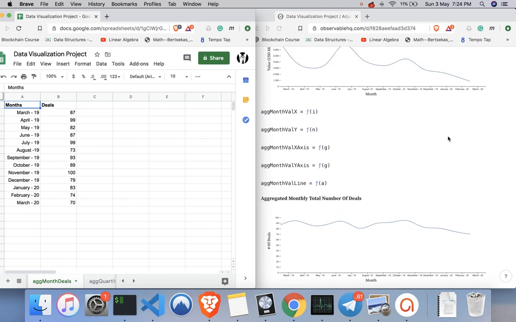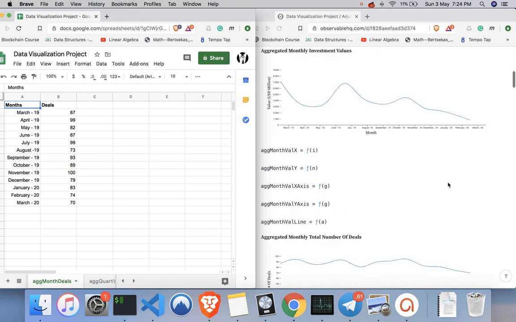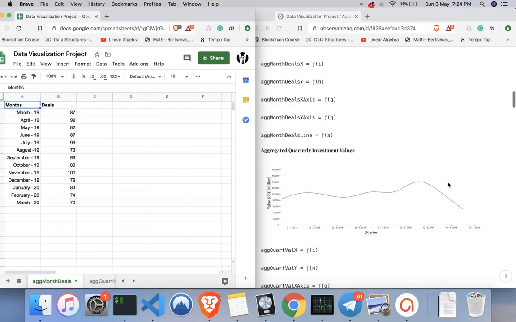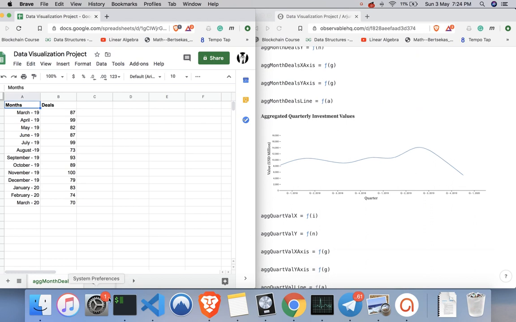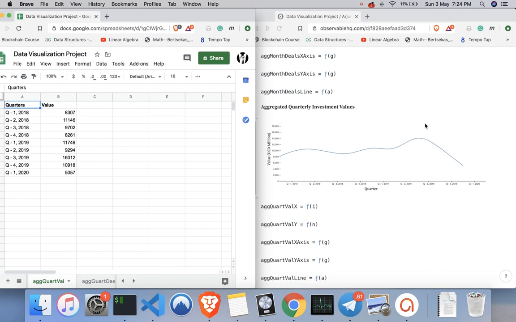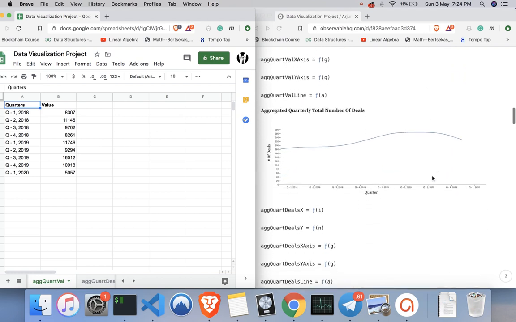Now, looking at these two, I was happy to see that there is an actual downtrend that you can notice, but the magnitude isn't fully covered. So because of that, I also wanted to look at a quarter-based system. So these are the aggregated quarterly investment values. So if you see over here, there's a much bigger magnitude of change. Right from the third quarter of 2019, there's a complete downward trend. And this can be noticed in the aggregated quarterly number of deals as well.